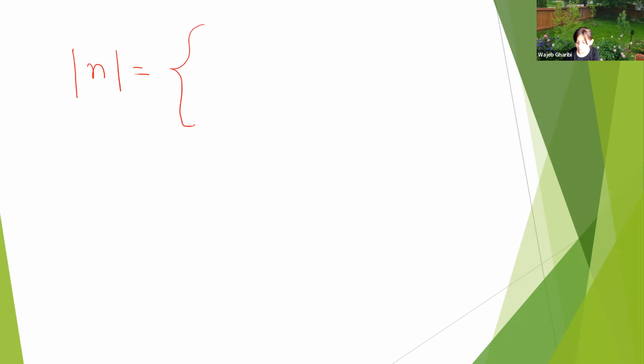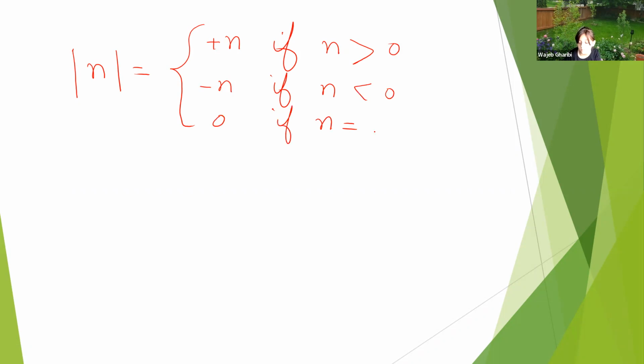And in general, Maria, I'll show you one thing. In general, the absolute value of any number n equals positive n if n is positive, negative n if n is negative, and 0 if n is equal to 0. And this is very important. Let me give an example.